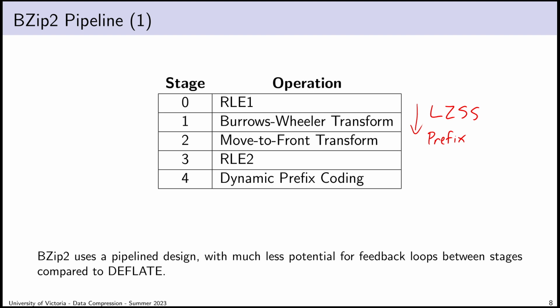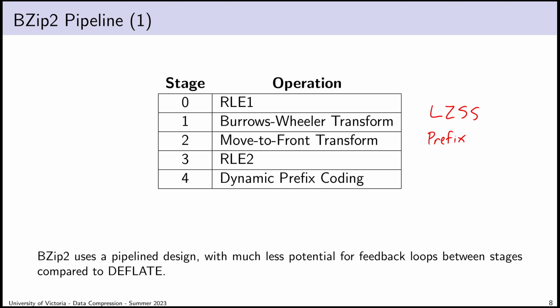And certainly, as you saw, in Deflate, we do one after the other. We do LZSS and then we do prefix coding. We don't go back and forth. I don't do prefix coding and then go back to LZSS. What I observed though, that weird, scary fact I observed at the end of the Deflate lecture, is there is a feedback loop between these stages.